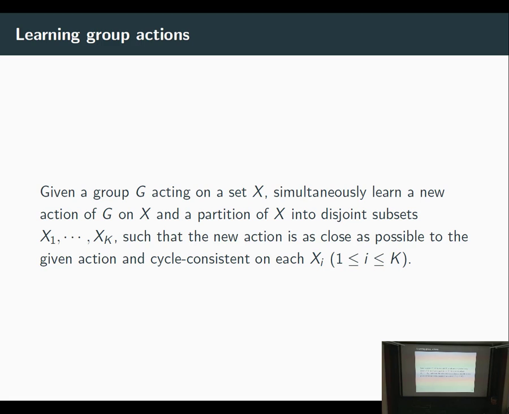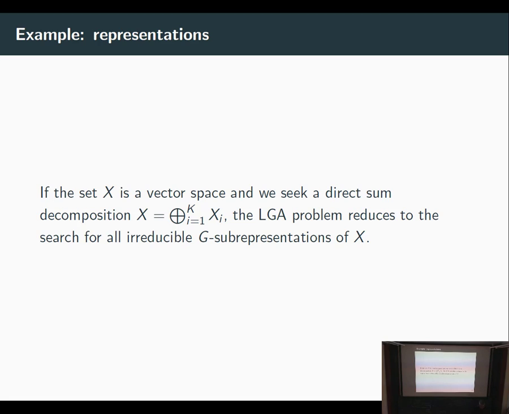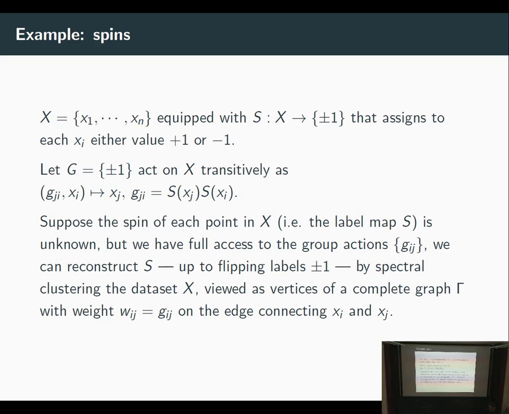So the goal here is to make this a little more general, and we now consider a group acting on a set X. We want to partition the set X into disjoint subsets, essentially orbits of this action, so that on each component, the action is cycle-consistent in the sense that I have described before. Okay, so this is our goal. And there are numerous examples of this. So for instance, when you have a vector space and you have a group acting on it, you may seek a direct sum decomposition of that space into irreducible representations. So this is something that you know very well. When you have a group acting on something, you try to find the most primitive representation of that action.